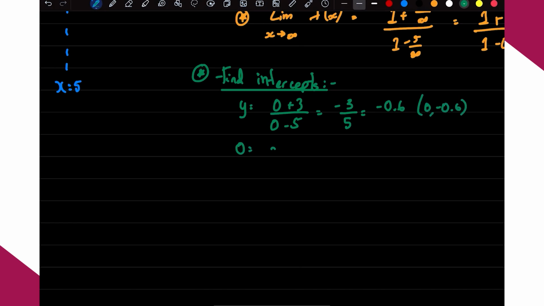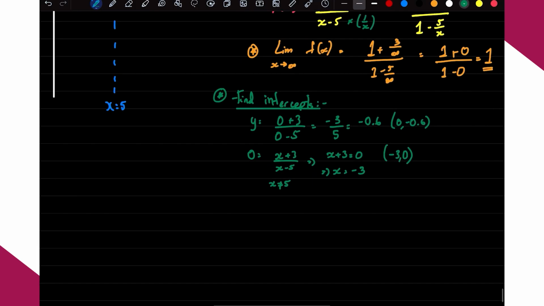And we've got x plus 3 and x minus 5, so we cannot have x equal to 5. Setting the numerator to 0, even though we could have two solutions to this, one of them is not acceptable. So over here is going to be 3, 0. Right? So that's the catch.